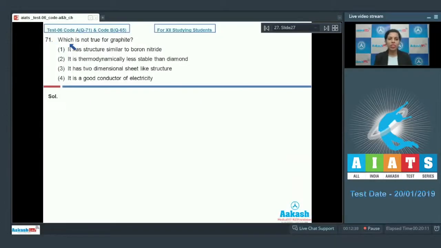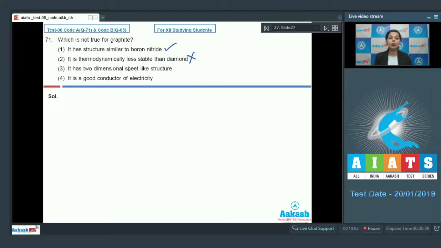Question number 71, which is not true for graphite. Options are given. It has structure similar to boron nitride. Graphite has a similar structure as that of boron nitride. It is correct. That's why it is not the correct option. It is thermodynamically less stable than diamond. So if I talk about graphite, thermodynamically graphite is more stable as compared to diamond. So this statement is wrong.